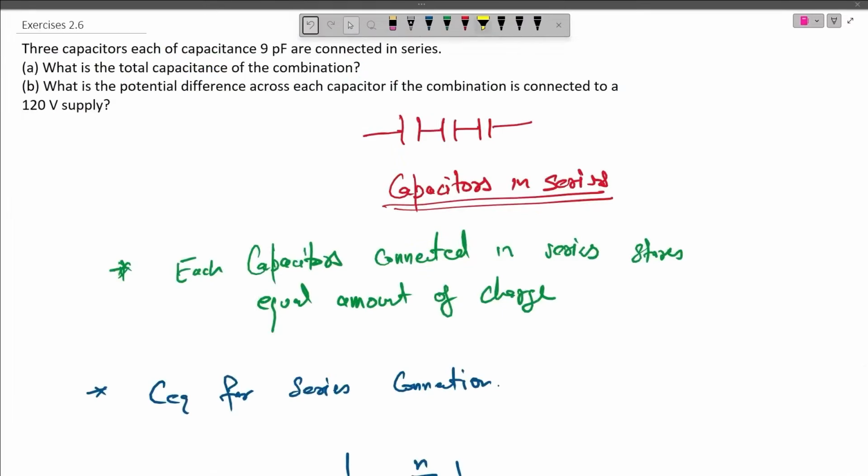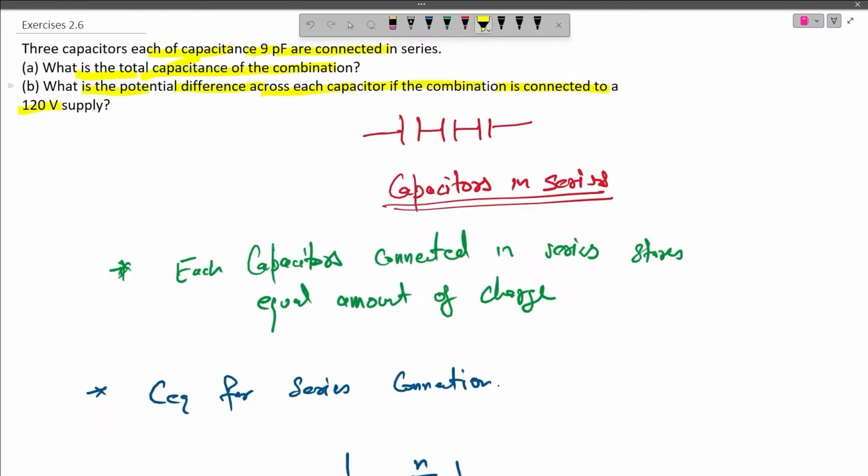The question says that 3 capacitors, each of capacitance 9 picofarad, are connected in series. What is the total capacitance of the combination? And the second question is, what is the potential difference across each capacitor if the combination is connected to a supply of 120 volt? Now we are given 3 capacitors which are connected in series, and we have to tell what is the total capacitance of the system, and in the second question we have to find out what is the potential difference across each capacitor.